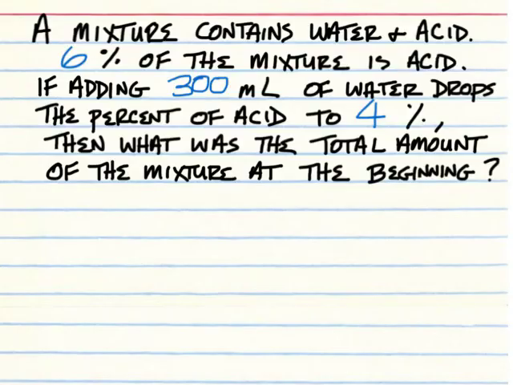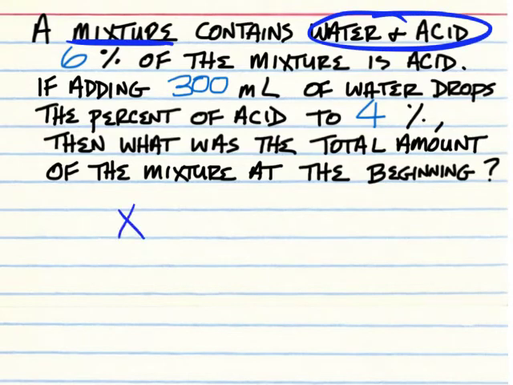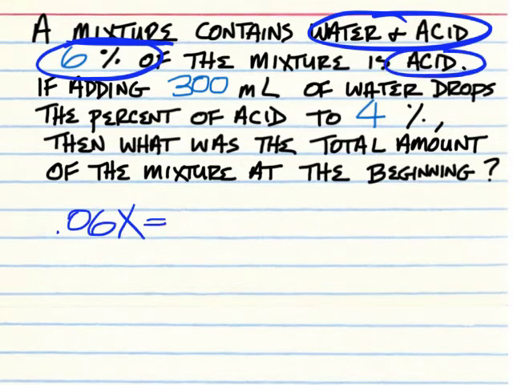Practice number 2. A mixture contains water and acid. 6% of the mixture is acid. If adding 300 milliliters of water drops the percent of acid to 4%, then what was the total amount of the mixture at the beginning? We don't know what the mixture is of water and acid total, so we'll make that X. We have to multiply that total X by 6% in order to have something that tells us what our acid amount is. So we'll just call this acid.